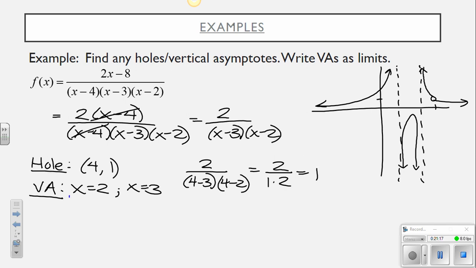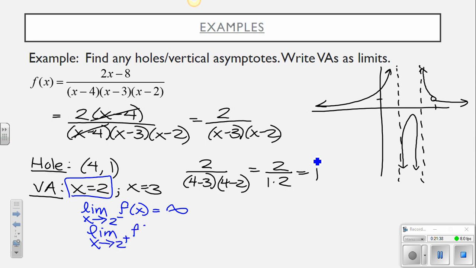So let's write a limit for x equals 2. As the limit of f of x approaches 2 from the left, which infinity am I going to? Positive or negative? I'm going to positive. The limit as x approaches 2 from the right of f of x, what is that approaching? Negative infinity. You guys there with me?